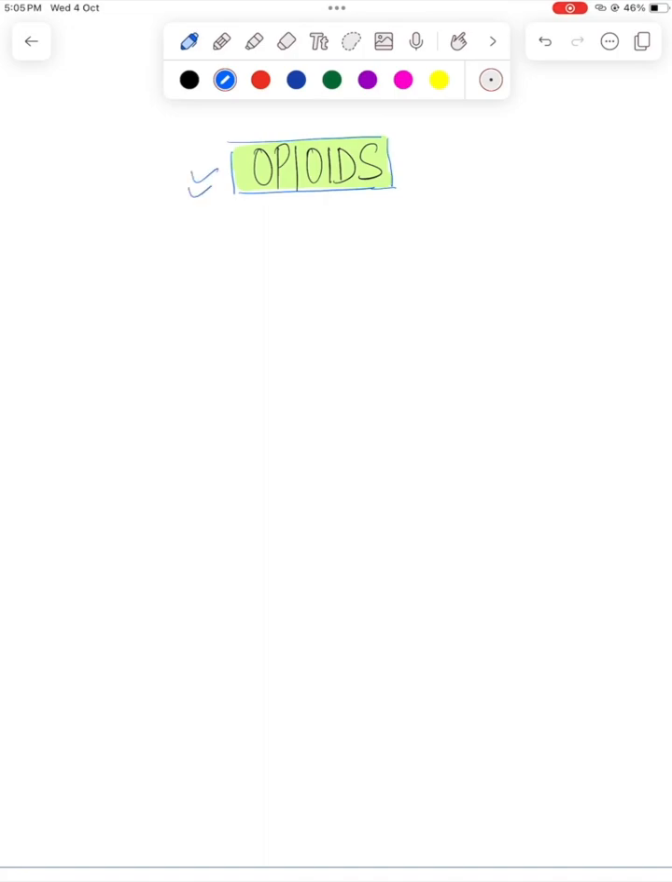Anyway, so today we will be talking about opioids. Opioids are a very important class of drug. They are a vital part of providing analgesia. And as you know, analgesia is a very important part of balanced anesthesia. You cannot have balanced anesthesia without analgesia, which is the loss of pain sensation.